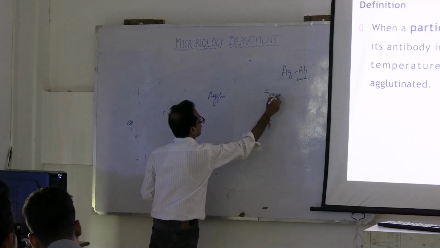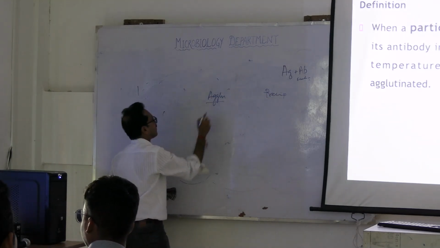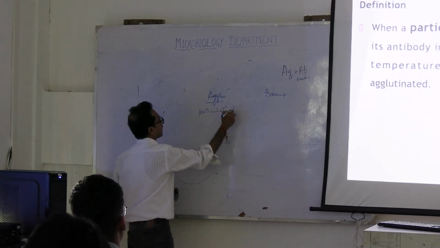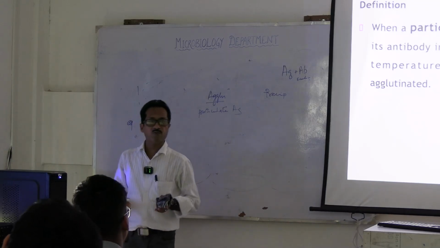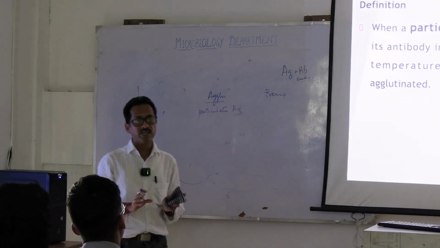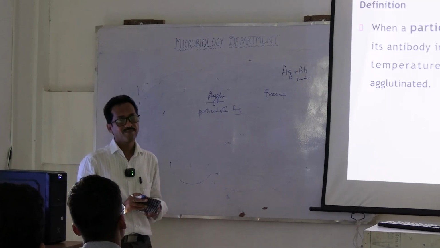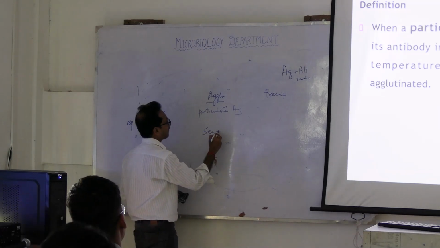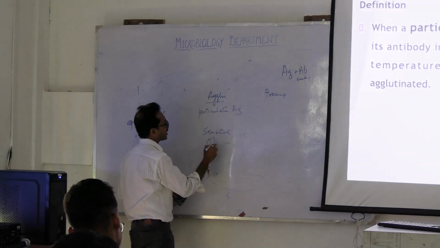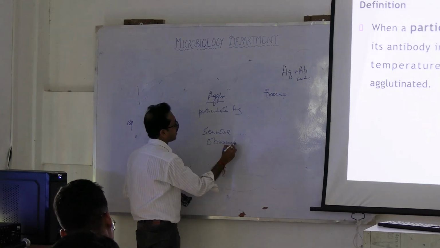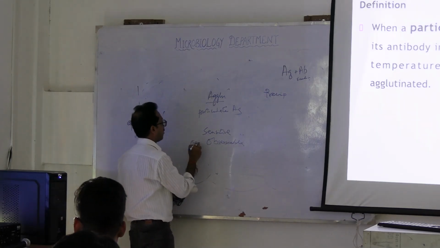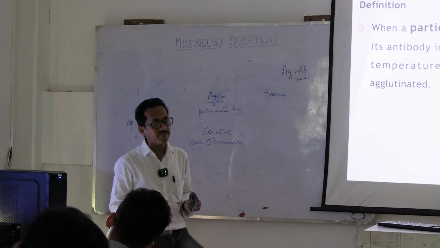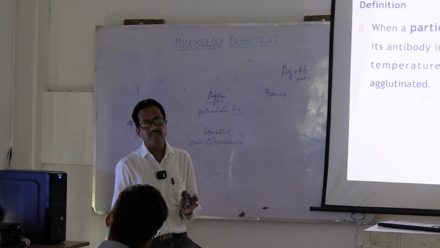If you have a choice, what will you choose? Either you want to make a reaction by agglutination or precipitation. Agglutination is more sensitive and more easily observable. So we will always choose agglutination. It is more sensitive than precipitation and very easily observable.